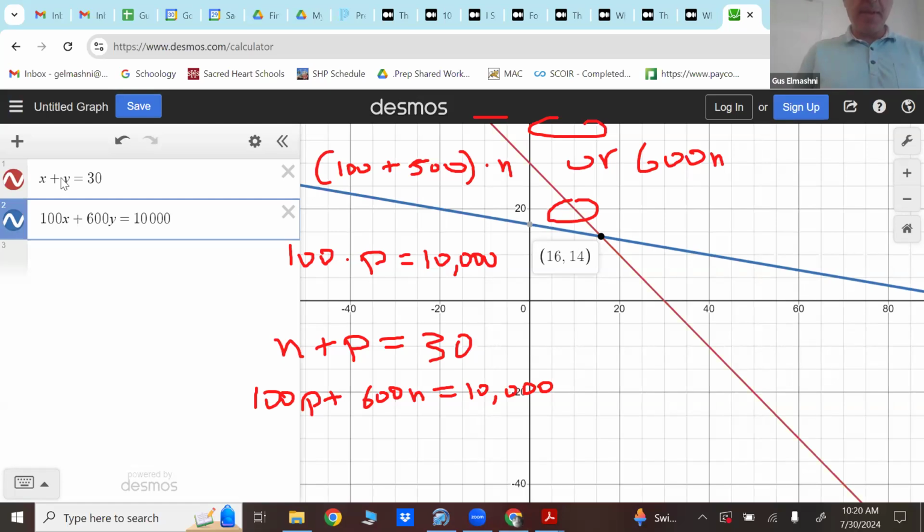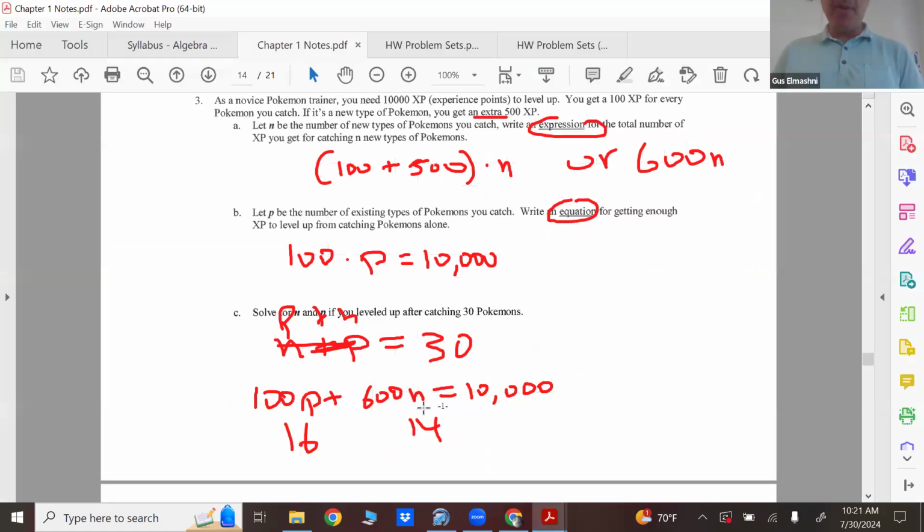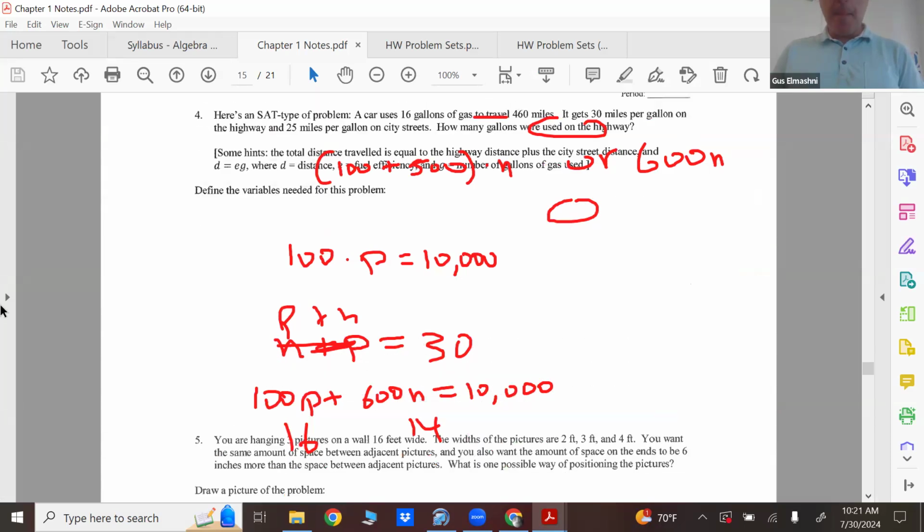So 16 existing and 14 new ones. There we go. Yeah, that makes sense, because P was existing and N was new, or X or Y. So I probably should have rewritten it like this. I was a little confused, but P plus N, N plus P, same thing. Doesn't matter. So okay, that's that one. So feel free to use Desmos if you want to. You can bust out a laptop if you've got one. All right, we've got a couple more, and then we're gonna do some of the homework problems after that.